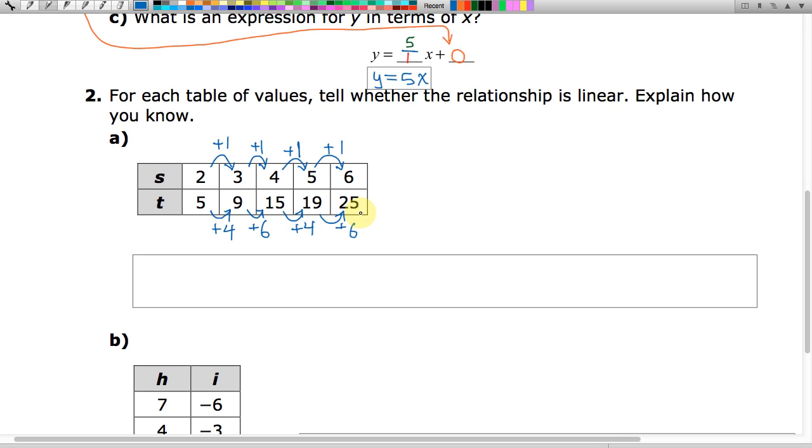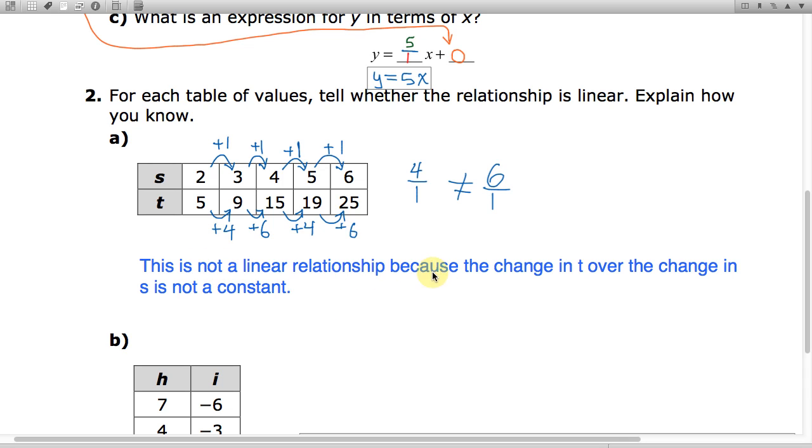But this does not make for a linear relationship, because if you look at the change in t over the change in s, 4 over 1, it's not equal to the other possibility of change in t over change in s, which is 6 over 1. So for that reason, we know that this is not a linear relationship, because the change in t over the change in s is not a constant. And if you look at this graphically, what it looks like, it is this.